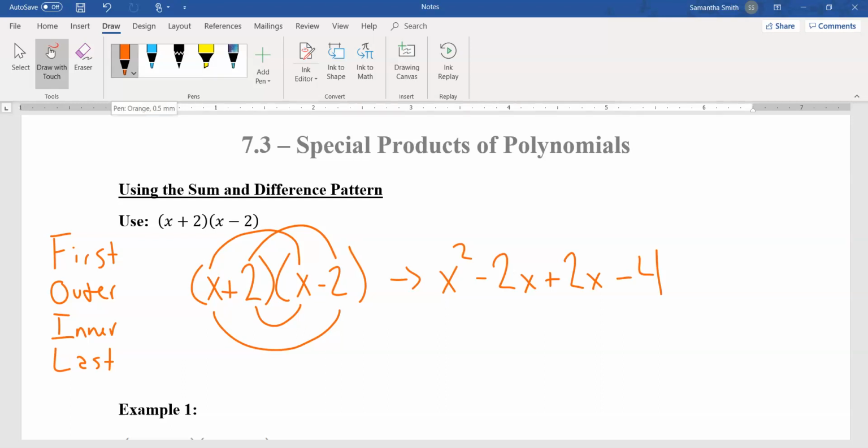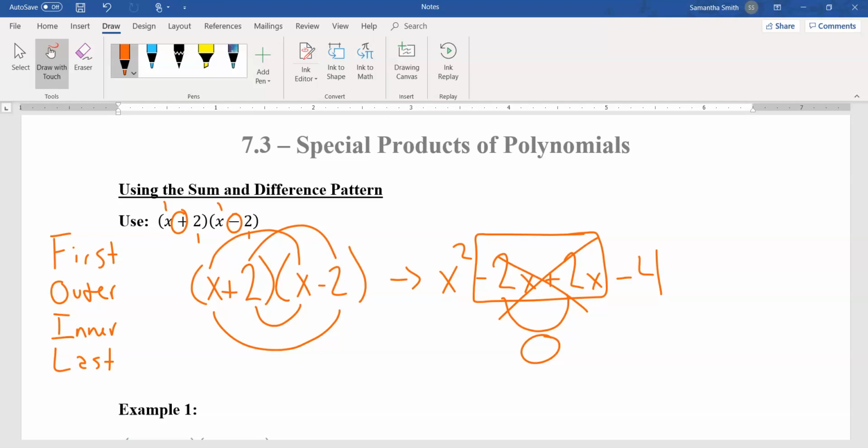Okay, so here's the pattern. When you're doing the sum and difference pattern, your A is always going to be the same and your B is going to be the same. The only difference between the two is that one is going to be positive and one's going to be negative. What that does, if you look at this middle section right here, and this will happen every time, negative 2x plus 2x becomes 0. They cancel each other out. So whenever you're doing the sum and difference pattern, that middle section will always go away.